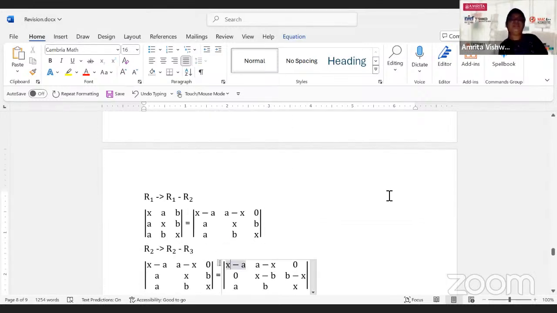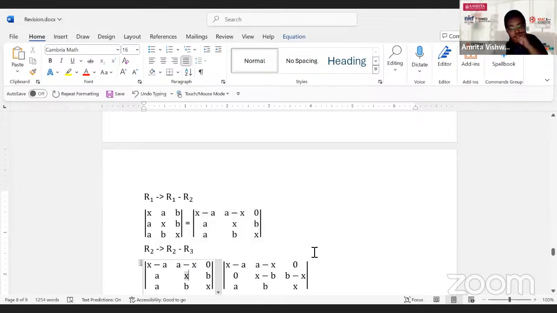I'm just going to work on rows. It's option A, okay. Row 1 becomes row 1 minus row 2: x minus a, a minus x, and 0, then a, x, b, a, b, x. Now I have R2 equal to R2 minus R3. So the a's are gone. This is x minus b and this is b minus x.